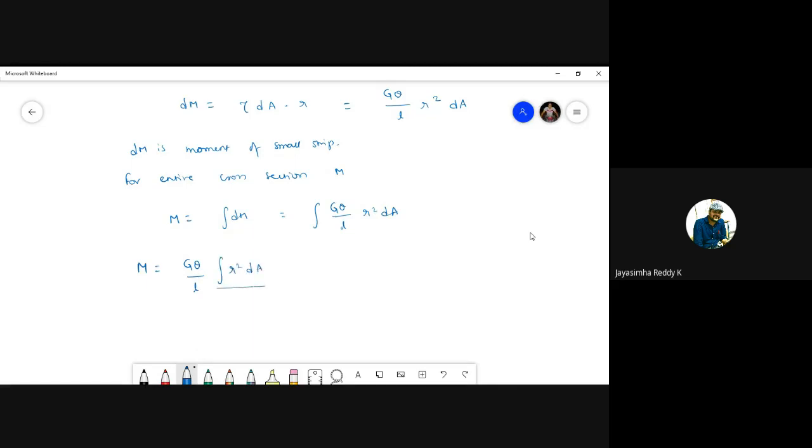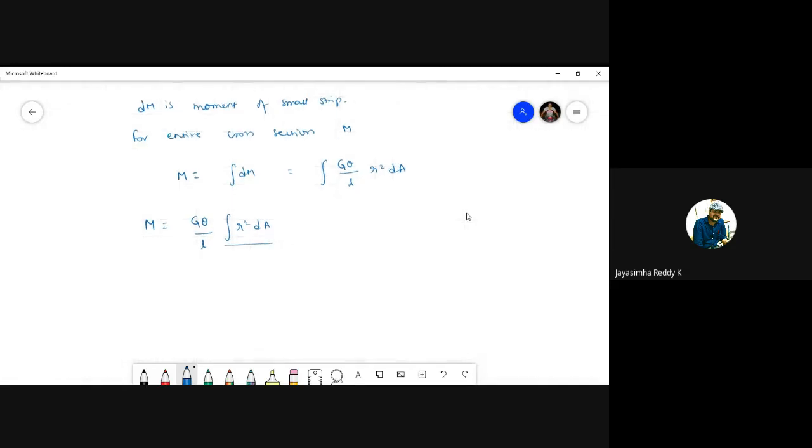What is integral of r square dA, students? Integral of r square dA is the polar moment of inertia of the circular cross section about the polar axis. So you have to note this, about the polar axis. This is also something we have studied. I'll just brief you. So you might have studied this, students, going back to your first year engineering mechanics.